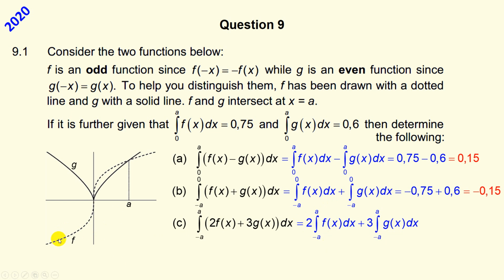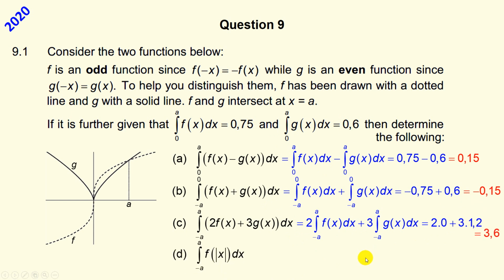This one here, negative a to a. Well, have a look. Negative a to 0 is a duplicate area-wise of 0 to a. So therefore, I'm going to double this area. So it's going to be 1, 2. There we are. 2 times 0 plus 3 times 1, 2. There we are. Run out of space there.